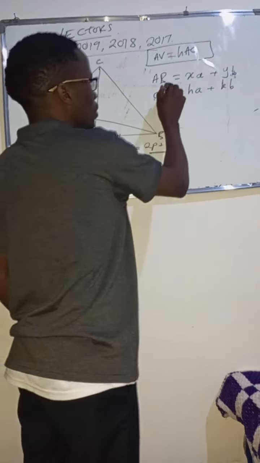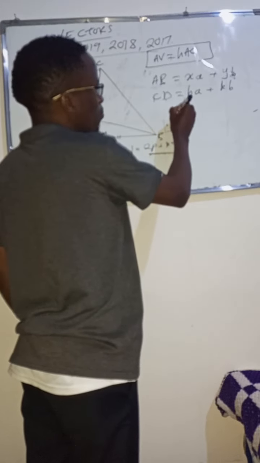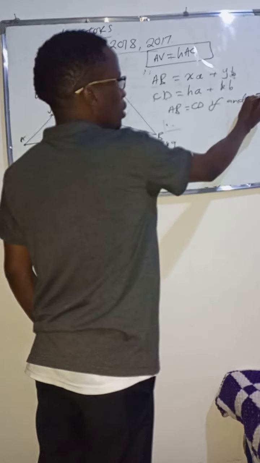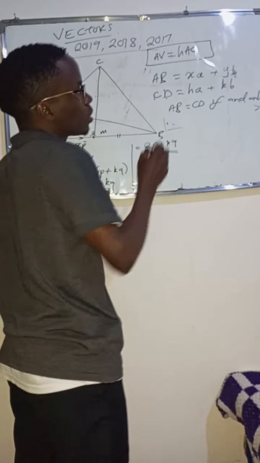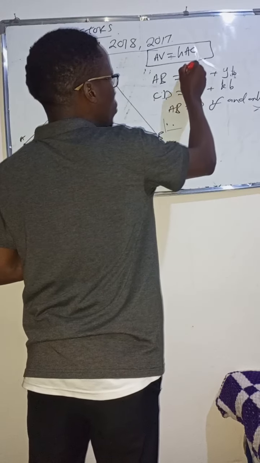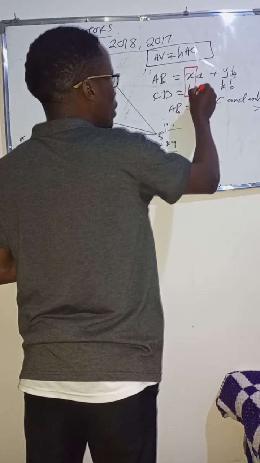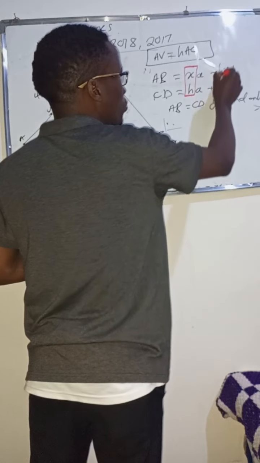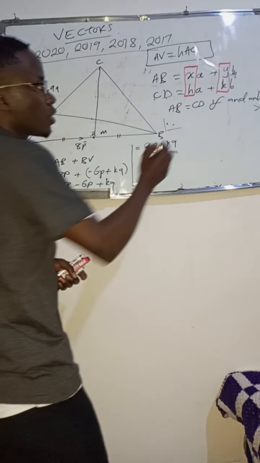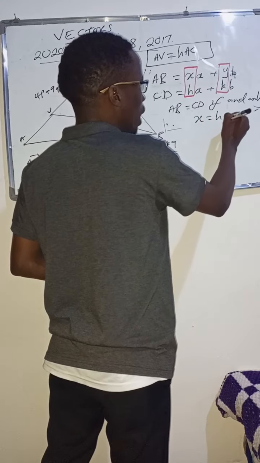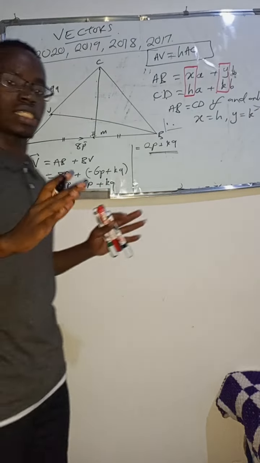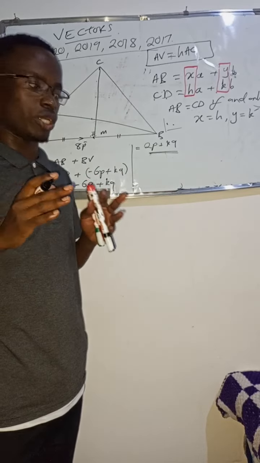Then we say that vector AB is equal to vector CD if and only if the coefficients of A are equal and the coefficients of B are also equal. So if X is equal to H and Y is equal to K, that is the only way we can say those two vectors are equal. Otherwise, they're not going to be equal.